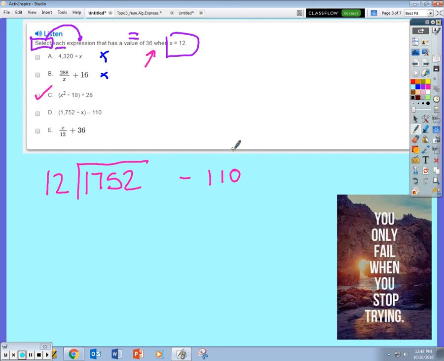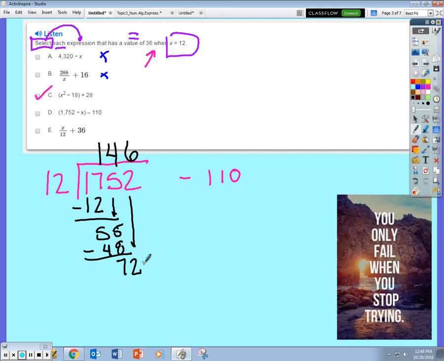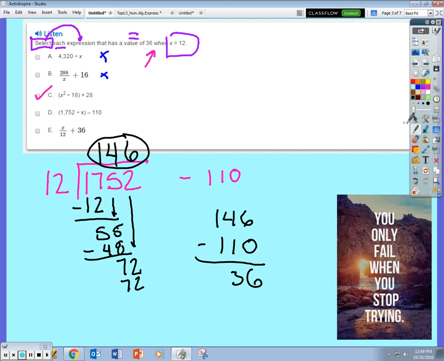All right, now, we know that 12 goes into 17 once. We'll subtract. That's a 5. I bring down a 5. That gives me a 4, which gives me 48. That gives me 7. Bring down a 2. That gives me a 6. And that gives me exactly 72. So there's my quotient, 146. But oh, wait, I forgot to subtract 110 from that. So 110 fewer than 146 gives me, hey, 36. That's the magic number I need. Excellent. And finally, the last one.